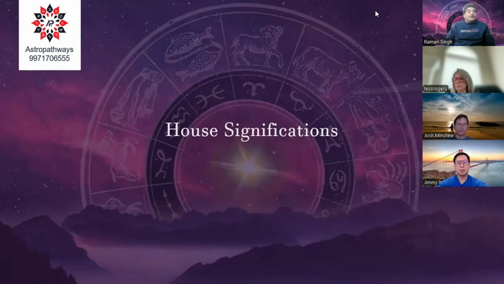In the next class I'll teach you how the house will be evaluated, how you derive that, how this house will affect us, and what this house has to say about us. So these are 12 different domains of your life. 12 houses, 12 different domains. Every house has its own attributes, its own significances.